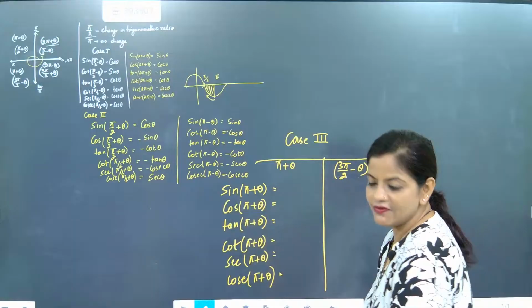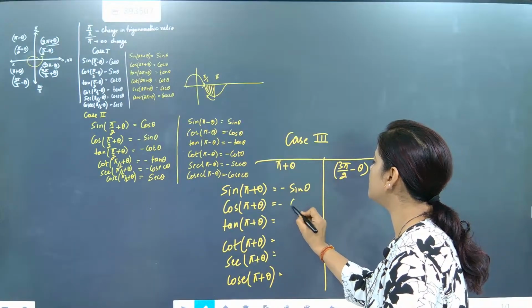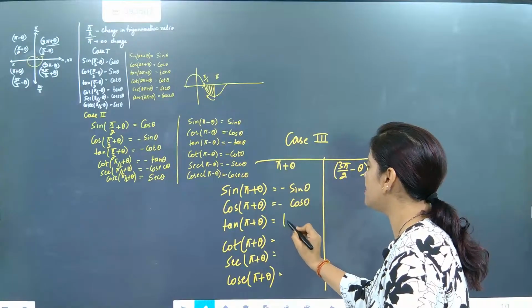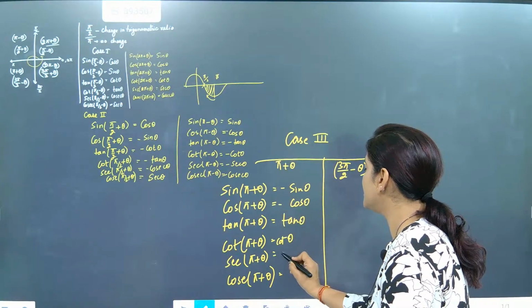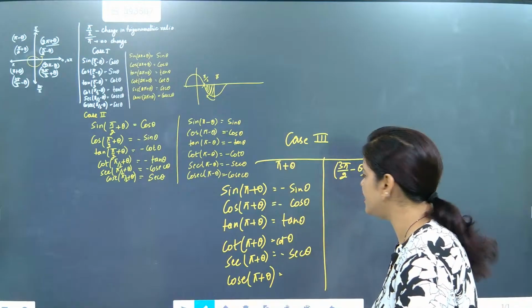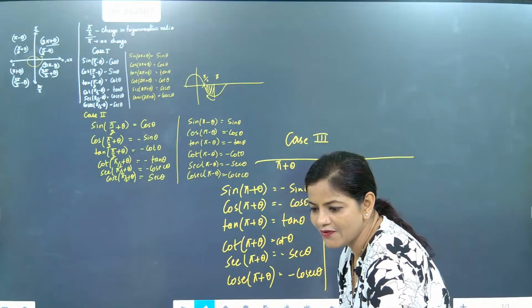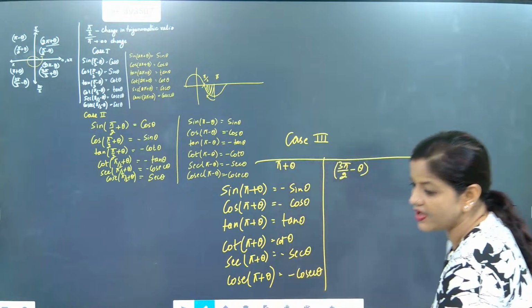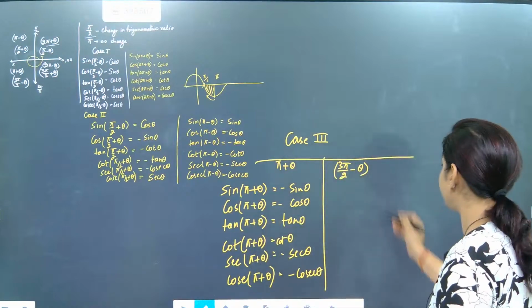Now look, sine will get converted into minus sine theta. Cos will get converted into minus cos theta. But tan theta will be as it is. Cot theta will be as it is. Secant will be minus secant theta. Cosecant will be minus cosecant theta. But we have to learn to deal with it the shortest way. This is not the shortest way. We have to run fast with it.